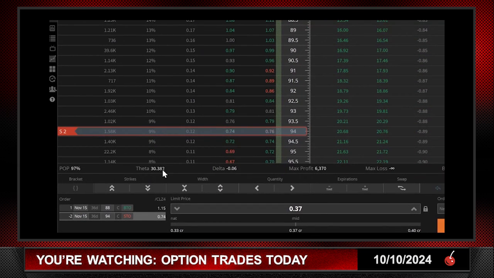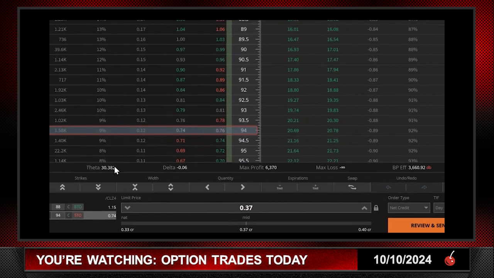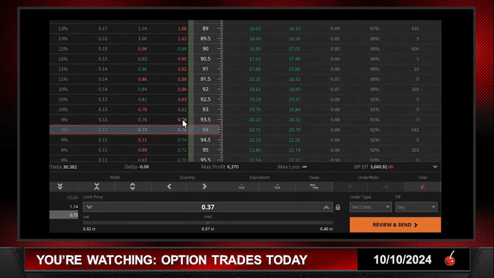Gotta like that. $30 a day in theta decay because this is almost 10 times the size. It is 10 times the size of a USO. So a 1/2 ratio spread here is really like a 10 by 20 ratio spread contract-wise in USO. So this is not for everybody, even though it only uses $3,600, let's call it $3,700 in buying power. Your max profit could be $6,370.